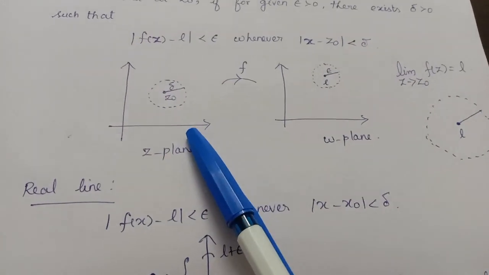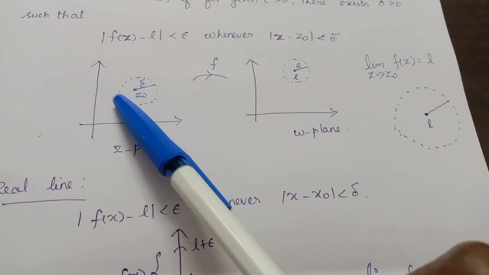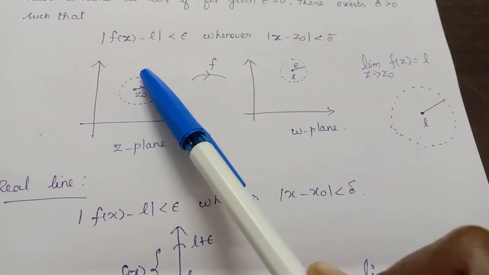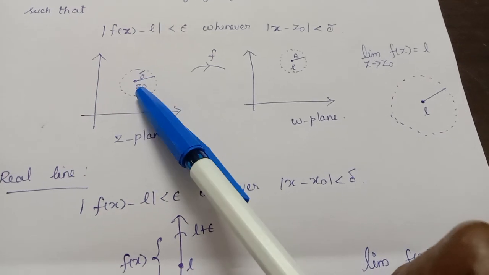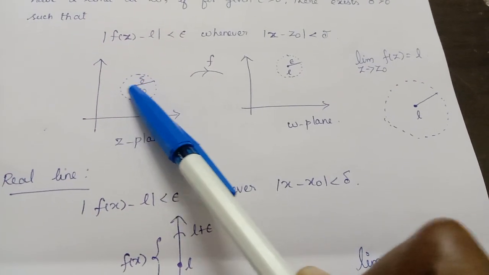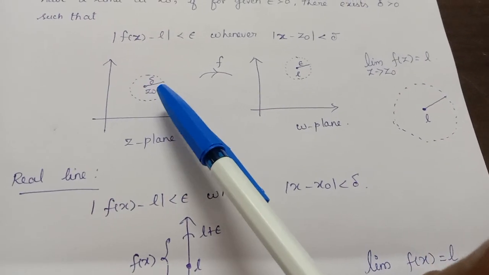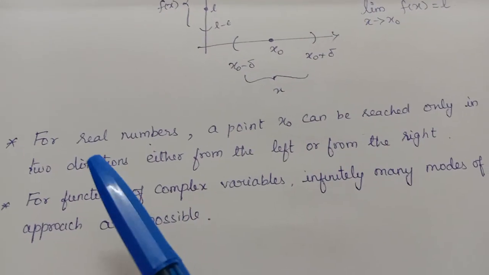But in the complex case, you have infinitely many ways of approaching z naught. See, this is a circle, no? So you can approach z naught along any way. Infinitely many ways are possible. So here for doing problems, whatever way you reach z naught, along any way you can reach z naught, in all the ways it should have the same value. Then only we say the limit of the function exists. So that is what I have written here.